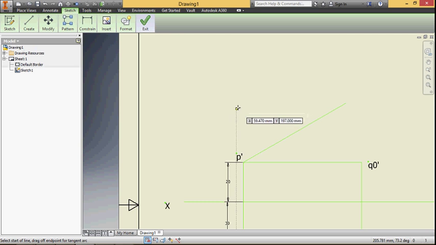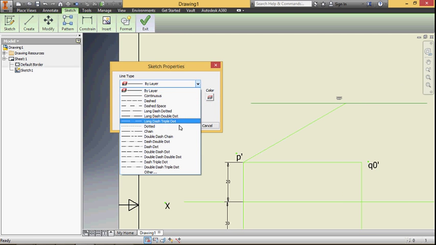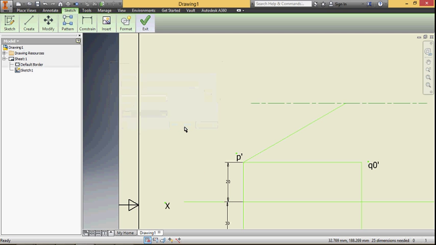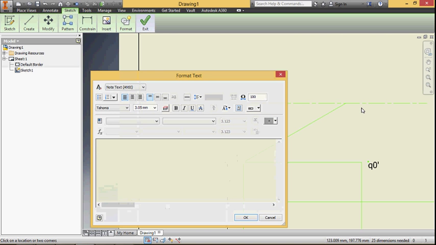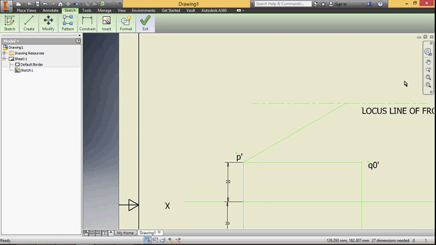So through this point draw the locus line of point P. The locus line can be represented as chain line, and here you can write locus line of front view. So this is the locus line of front view of point Q. On this line you will get the front view of point Q.